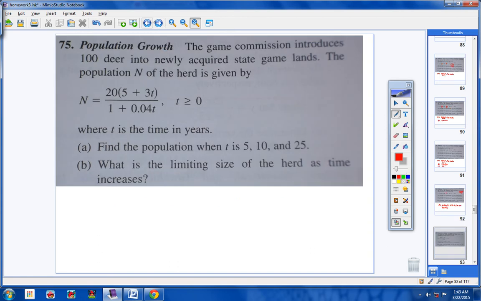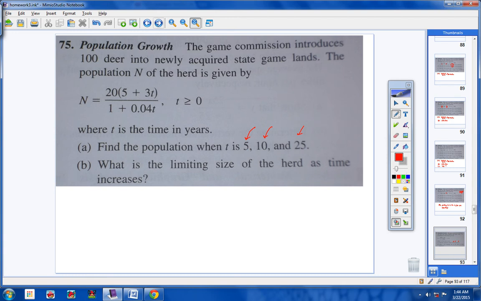Alright, number 75. The Game Commission introduces 100 deer into the newly acquired state game lands. The population N of the herd is given by this, where T is time in years. So I want to know what the population of deer is going to be in 5 years, then 10 years, then 25. So I can put 5 in for T and get out the size of the herd. So everywhere there's a T, I'm going to put a 5, okay?